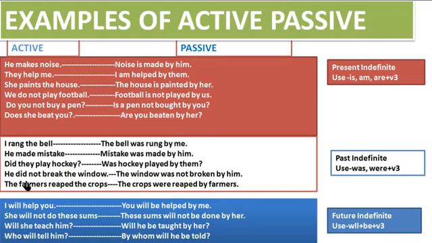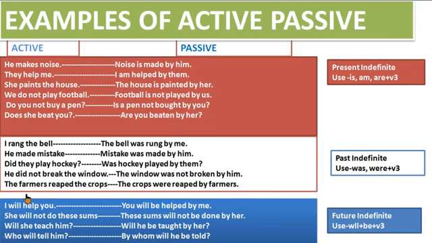And the next sentence is, he did not break the window. The window is the object, so we bring it first. Was, because it is a past indefinite. Not broken, the third form of break is broken. By, he is changed into him.